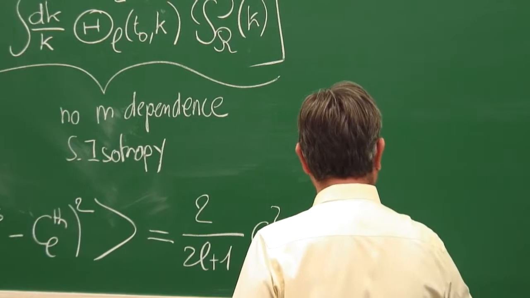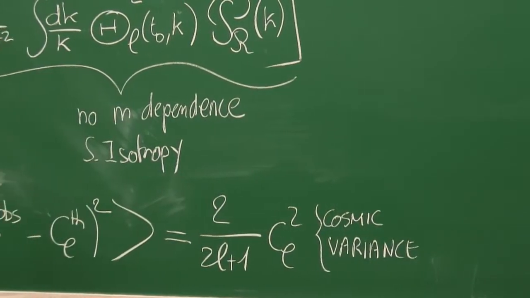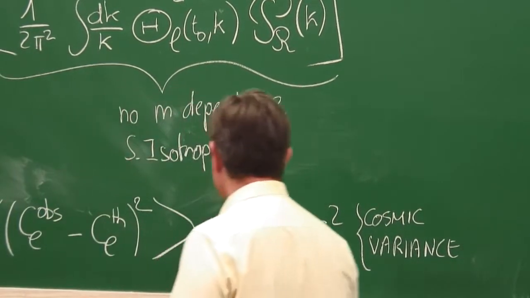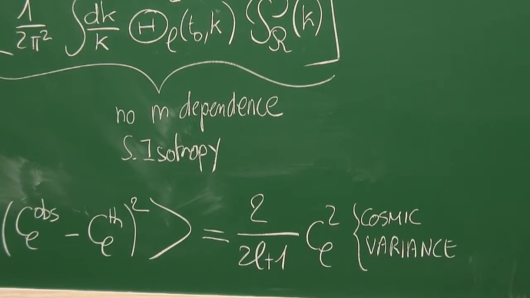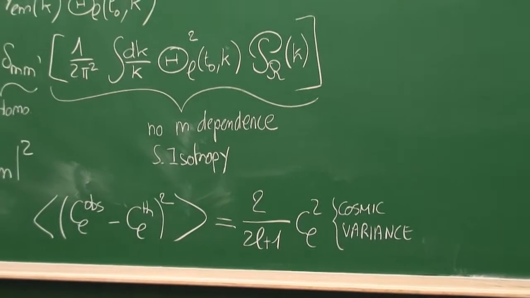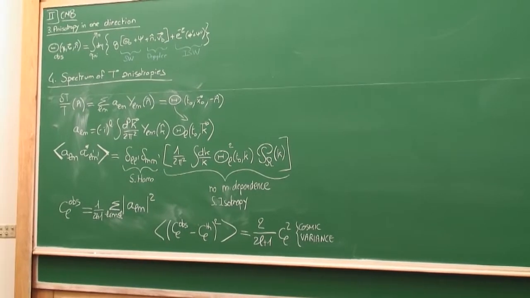And you see that if you are at high l, you can average over many independent m realizations, and you will get very close to the right result because the variance will go to 0. But for small l's, large angular scales, you don't have this opportunity, and you have a large theoretical error.